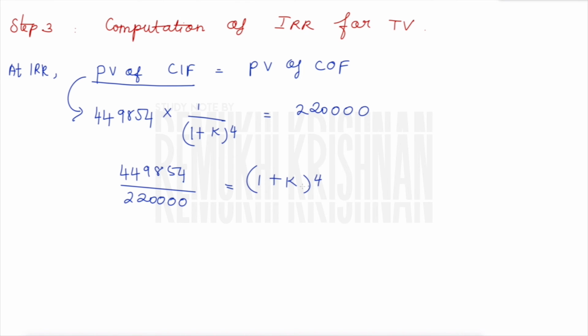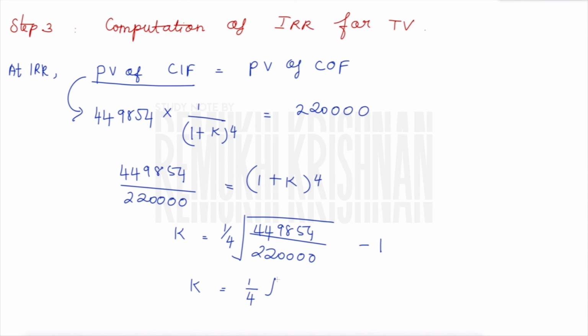So it is nothing but 4,49,859 divided by 2,20,000 is equal to 1 plus k whole power 4. Yeah, so by solving further, my k is going to be, okay, just follow these steps. So by simplifying the step, I'm just arriving with 4th root of 2.045 minus 1. Okay, my IRR for A is, before going further, let me explain how to find the 4th root of 2.045 using a calculator. This format will be useful for you to solve many problems, guys.